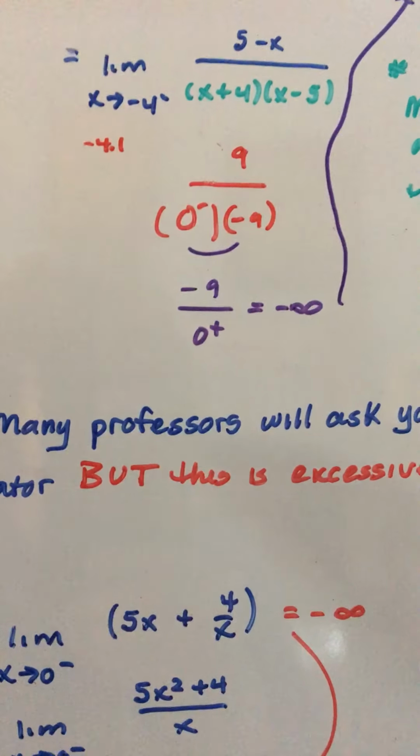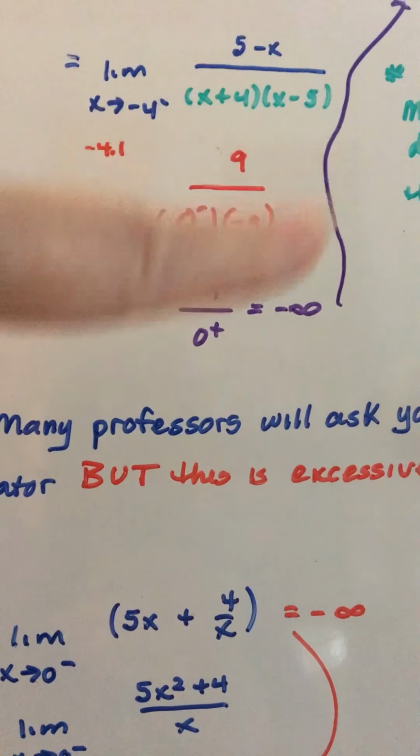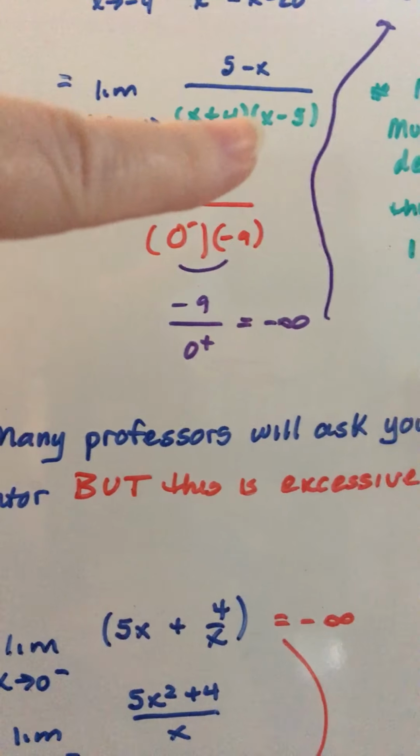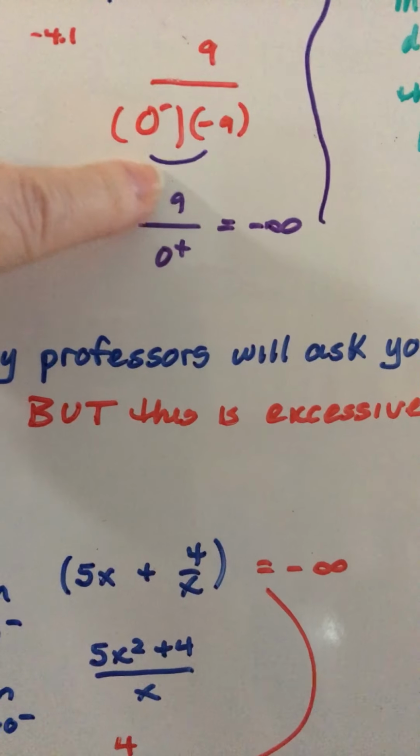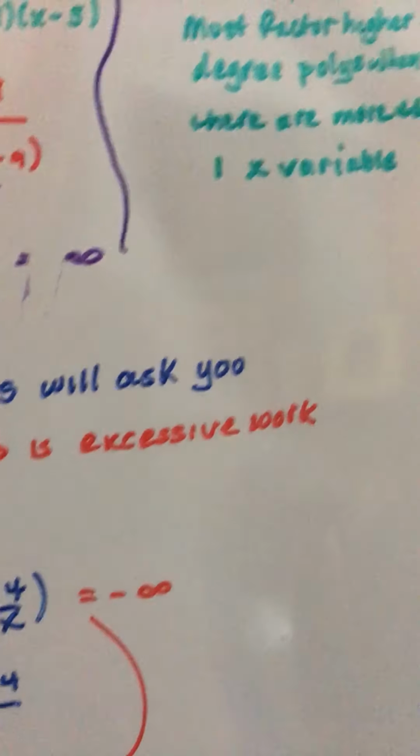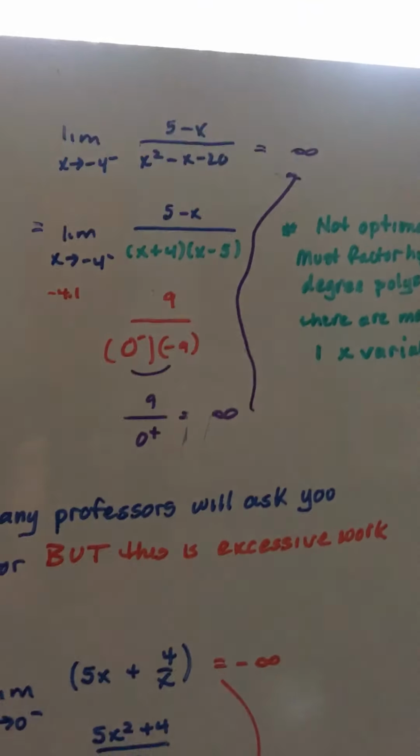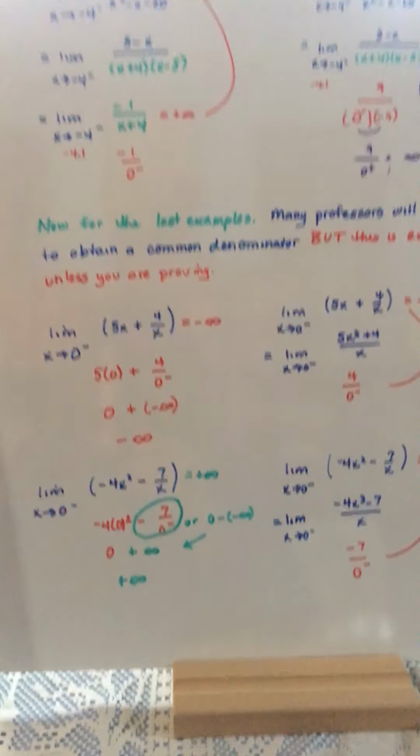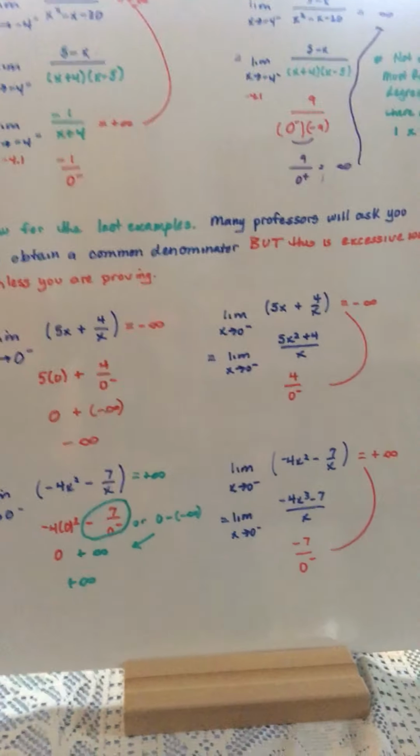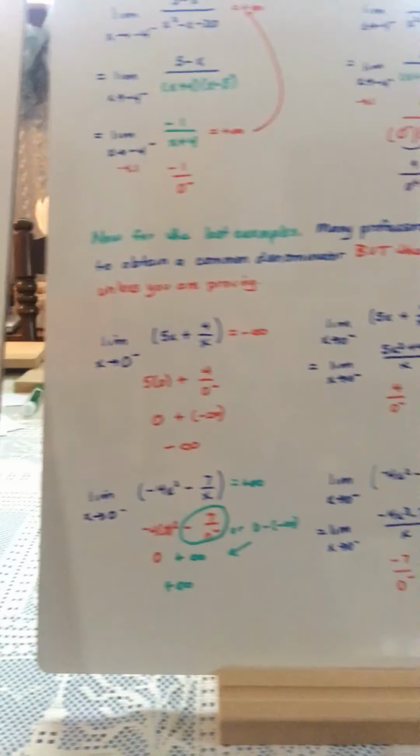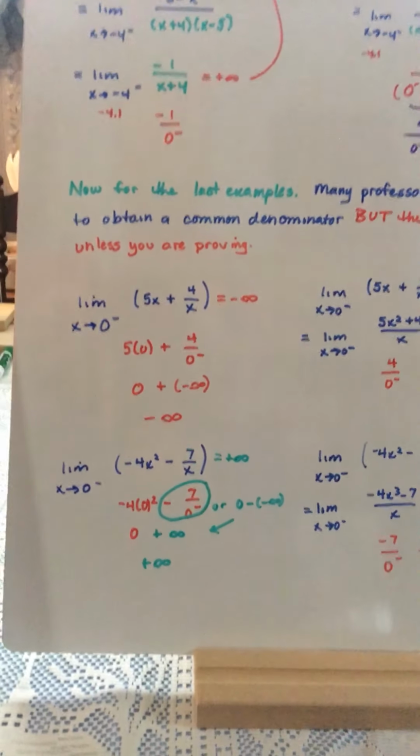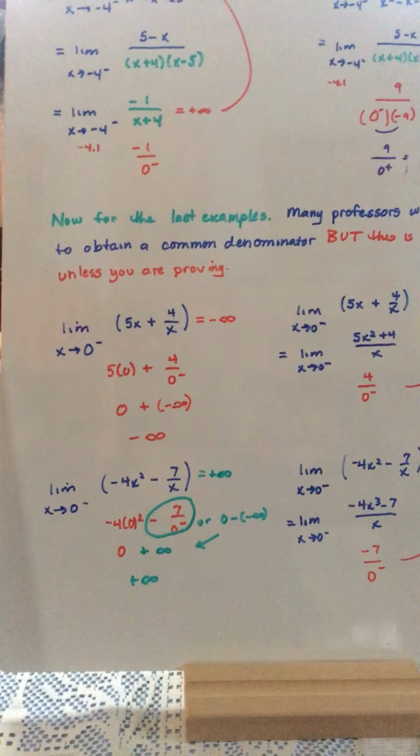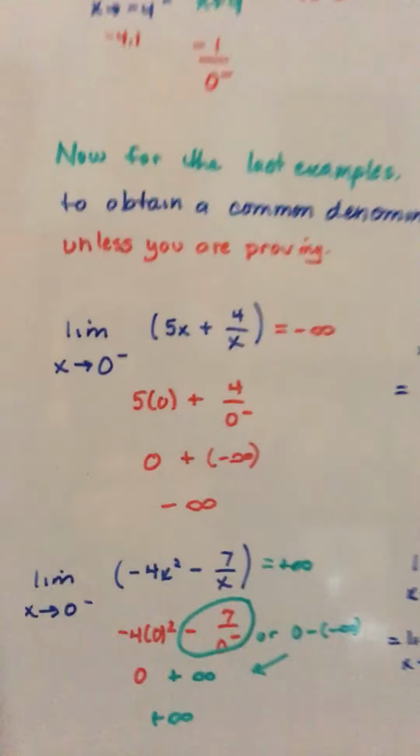And so now when I plug in the negative 4.1, after I've got all my answers, I'm going to see, ooh, that's really a negative. Negative times negative is positive. And remember, that was 9. And so this is positive infinity, and this is positive infinity. Yes, an error corrected. Okay, now for the rest of the examples, many professors will ask you to obtain a common denominator. But for us, this is excessive work because we are not going to do any proving. So we just want to get to the answer.